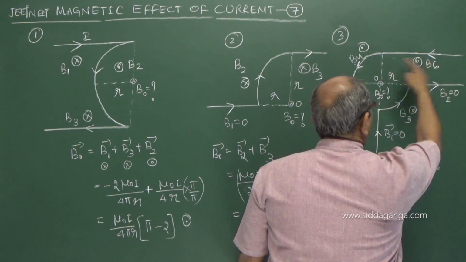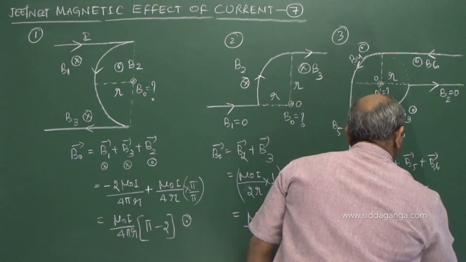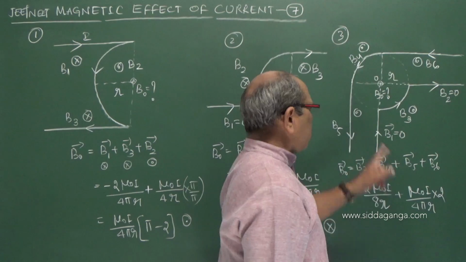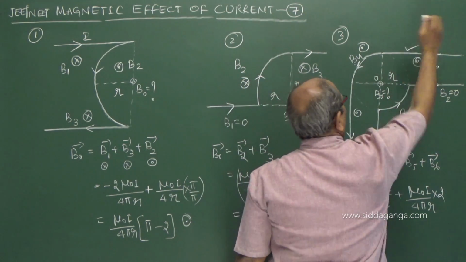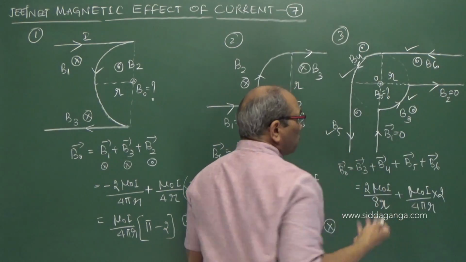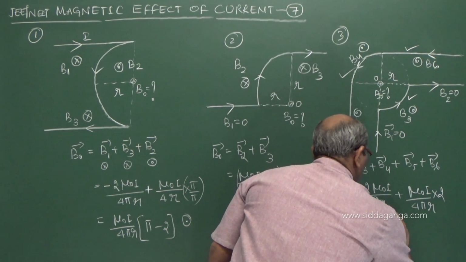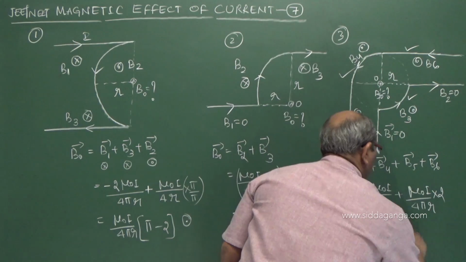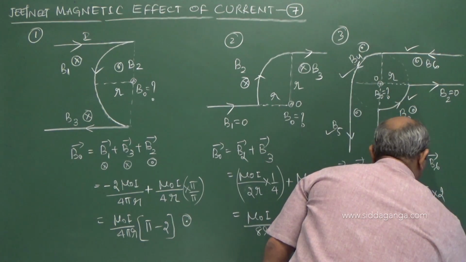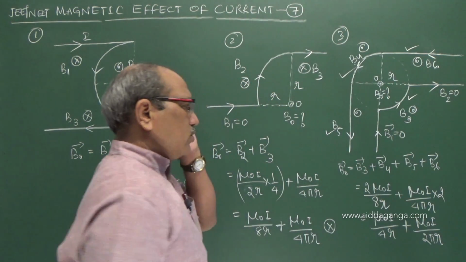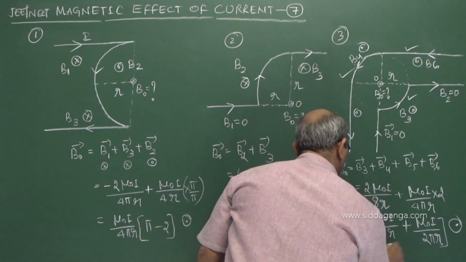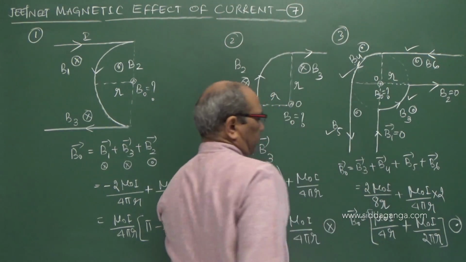Again, for the half-length wire, mu naught I by 4 pi R into 2 because there are 2 wires. These two give the field of same magnitude and direction at the center, outward. These two produce 0. So finally I can write it as mu naught I by 4R plus mu naught I by 2 pi R. So this is out of the board, towards us, the magnetic field.